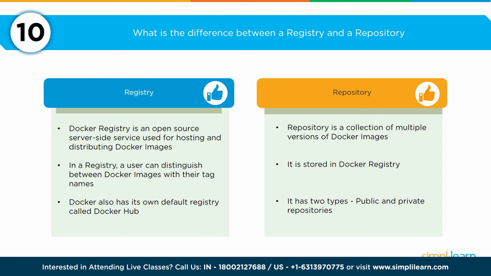The repository is a collection of multiple versions of Docker images. It is stored in a Docker registry. And it has two types, a public and private registry, so you can actually create your own enterprise registry.